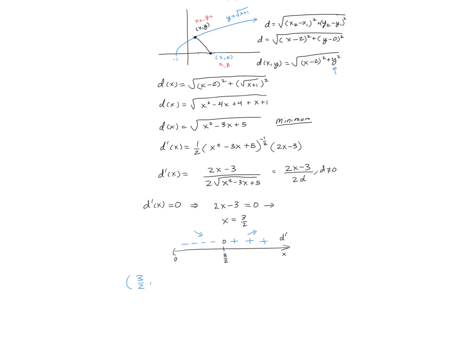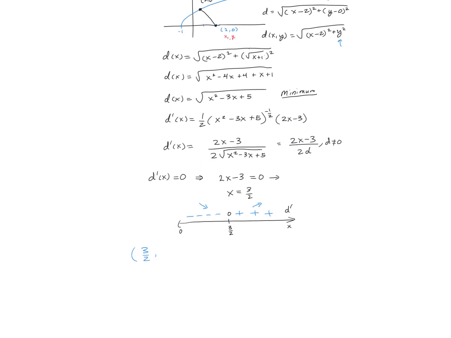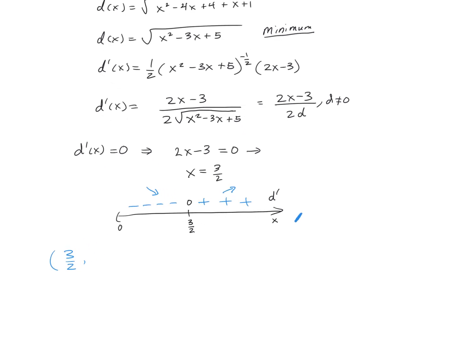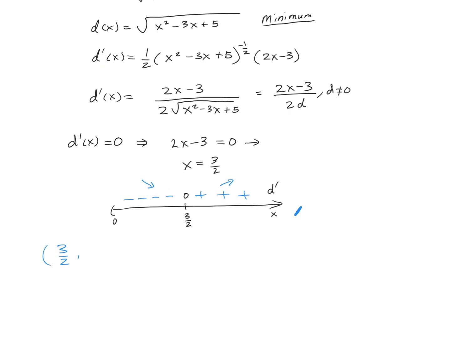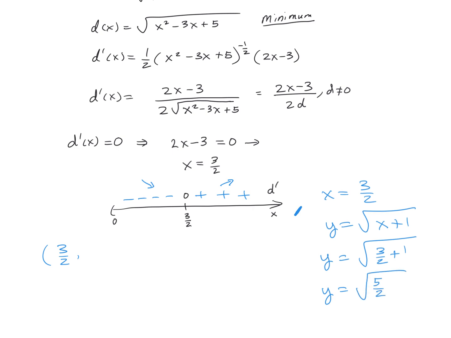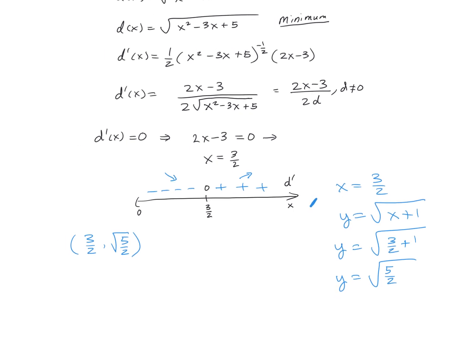So the ordered pair with x as 3 halves is going to be the closest point on that semi-parabola or half parabola, if you will. And then we need to actually find the value. So we know that if x is equal to 3 halves, then y is equal to the square root of x plus 1. So y is going to be the square root of 3 halves plus 1, so y is going to be equal to the square root of 5 halves.